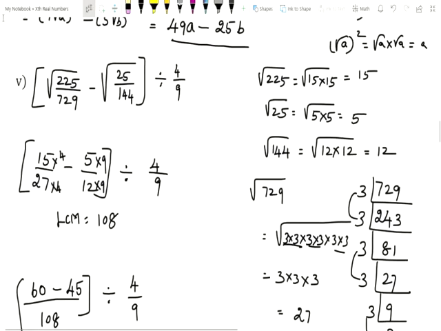First, you have to find out the square root. Okay. Square root of 225 is 15. Square root of 729 is 27. Square root of 25 is 5. Square root of 144 is 12. Divided by 4 by 9. First, we need to simplify the bracket. Okay. So, here subtraction is given. So, now look at the denominator. Here denominators are different. So, we have to take LCM.